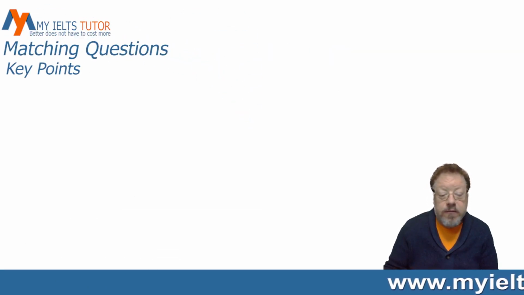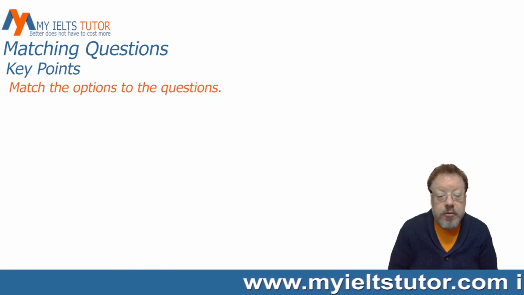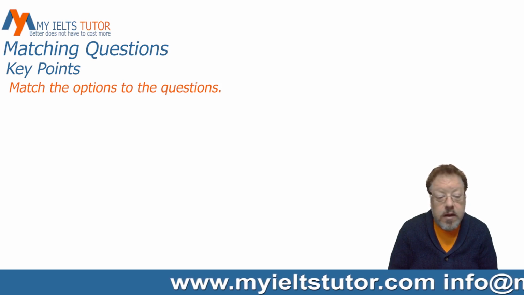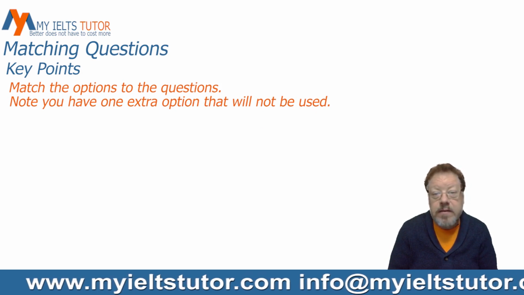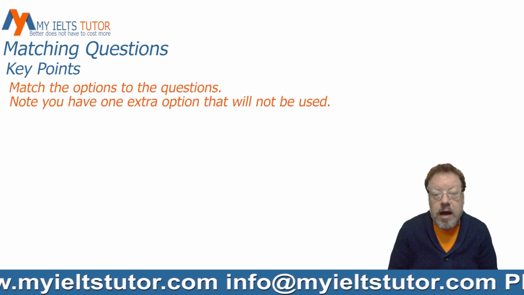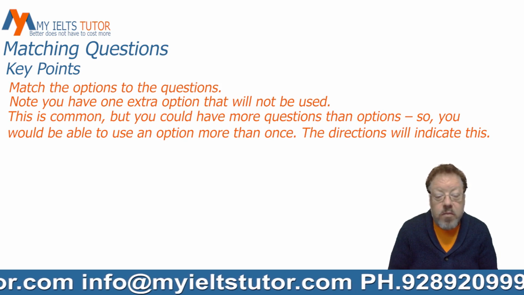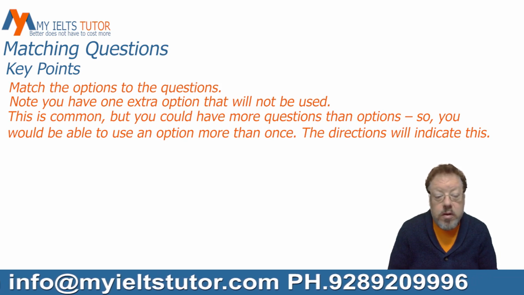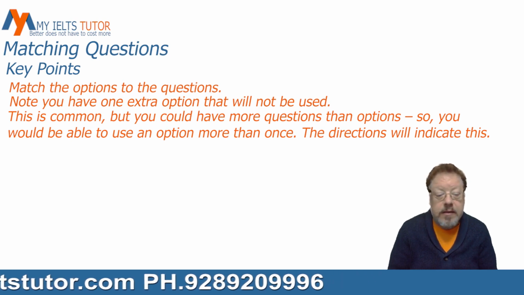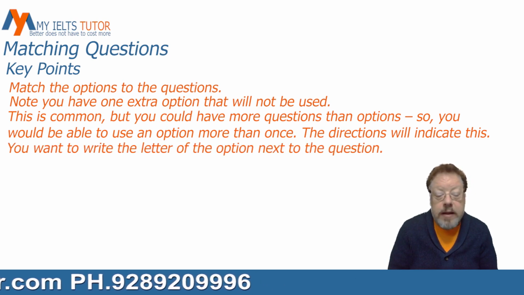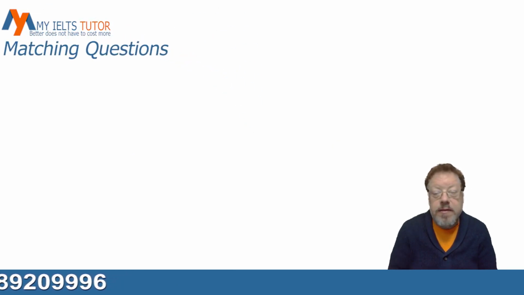Now, key points for matching here. First of all, you want to match the options to the questions. That's the goal. Now, you might have one extra option, so one option that's not used. That's generally the case. Now, this is common, but like I said, you could have more questions than options, so you would be able to use an option more than once. The directions will indicate this. And then you want to write the letter of the option next to the question. Okay? Matching questions, things to remember.